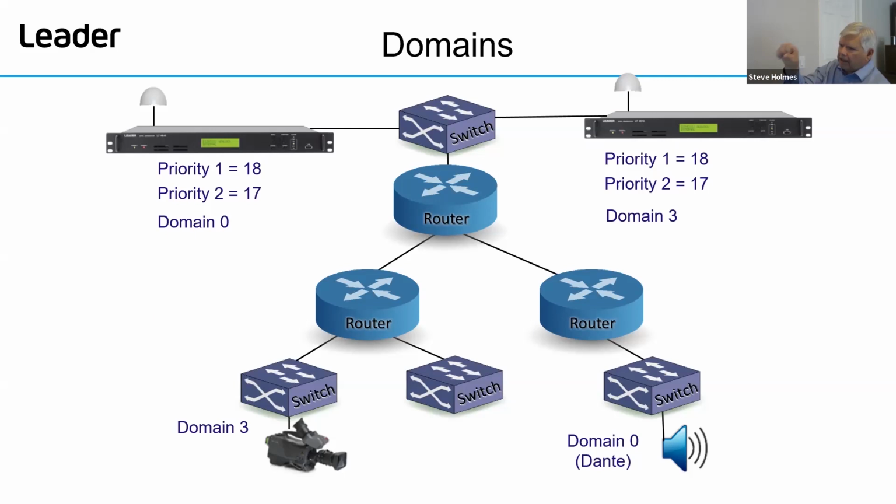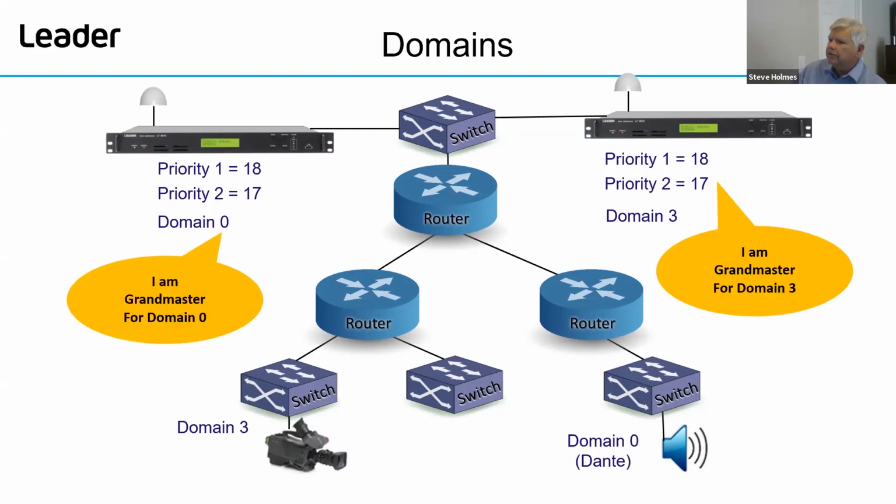Looking at domains, like I said, you can run multiple domains. The priority 1, priority 2s can be exactly the same, but the domain number is going to keep them different from each other. The unit on the right is doing my video. The unit on the left, in this case, is doing the audio, and it's domain 0. It's going out, locking my Dante in this case. The unit on the right is domain 3, and all devices that are video and looking at domain 3 will lock to him, and you'll go through all the same stuff for priority 1, priority 2, and the rest of the world.